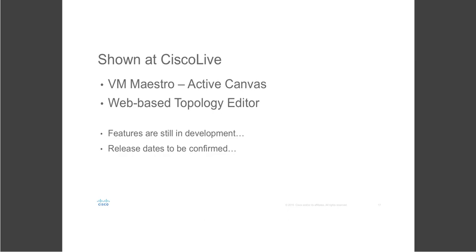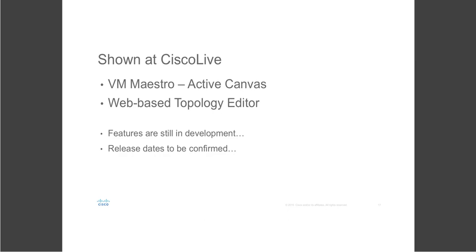Okay, we'd like to show you a couple more pieces. And for this one, I'm going to hand over in a moment to my colleague, Dan. But two pieces that we were showing at Cisco Live. Our first one is a major update to VM Maestro with a new Active Canvas piece. And then there's going to be the new web-based topology editor. As it says on the slides, these are still features in progress. Not sure exactly when they're going to be available, but we wanted to share those with you to give you a sense as to what's coming up. Okay, so Dan, I'll hand it over to you, sir.